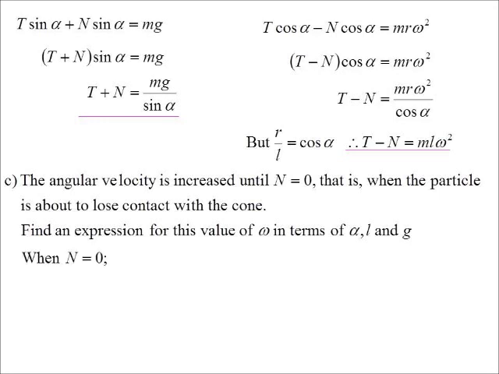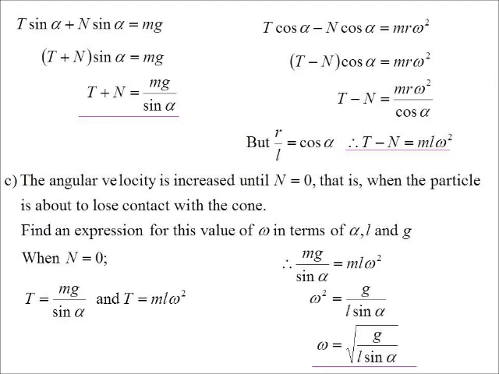So all right, we now know that the normal force is equal to 0. So we can change our equations. I know tension is mg on sine alpha according to my left-hand equation. But according to my right-hand equation, tension is ml omega squared. Well, it's the same tension. So I can say, well, mg on sine alpha must be ml omega squared, and I'll just make omega the subject of the formula. And there it is in all its glory. The square root of g on L sine alpha.